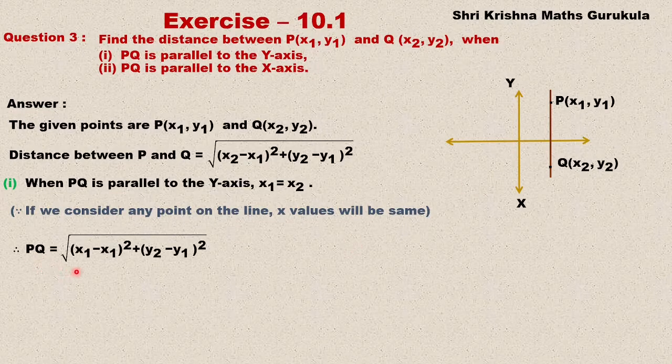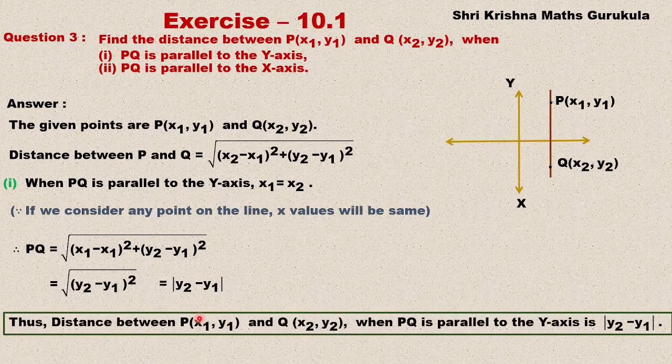So PQ is equal to square root of (x1 minus x1) whole square plus (y2 minus y1) whole square. So this will be 0. This you could have written as (x2 minus x2) whole square also. Anyway this will be 0. Then it is only square root of (y2 minus y1) whole square, which will be modulus of y2 minus y1. Why did we consider modulus? Because we are talking about distance. This value after simplification may be negative, but distance cannot be negative. So we are considering the modulus, which gives us the distance. So the distance between points P and Q when PQ is parallel to the y-axis is modulus of y2 minus y1.